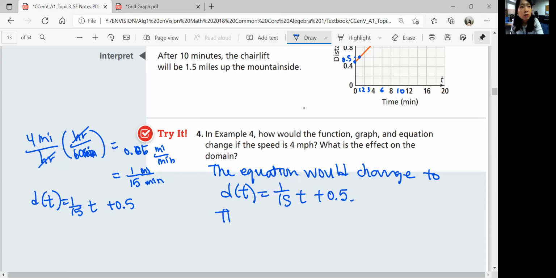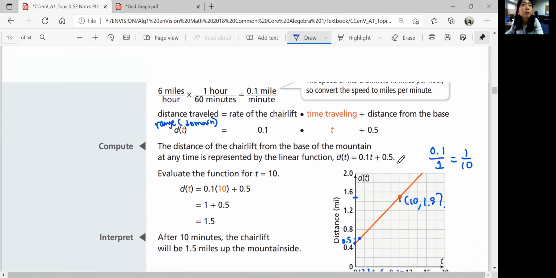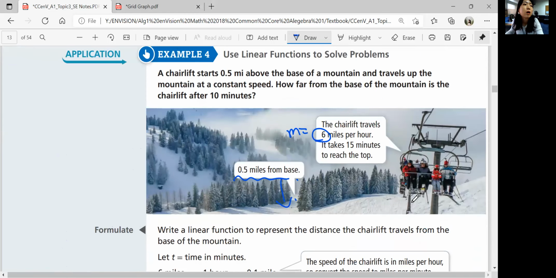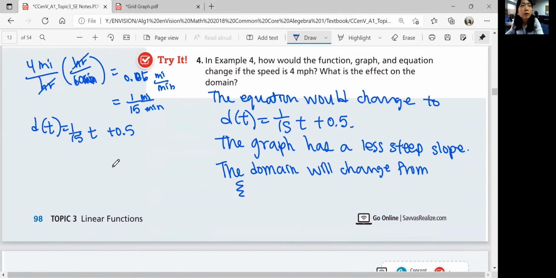The starting point should be the same, but if you graph it, it's going to be going up slower. So the graph has a less steep slope. And the domain. Let's talk about the domain. The domain will change. How long does it take for you to get to 2 miles? Well, use the equation to figure that out.